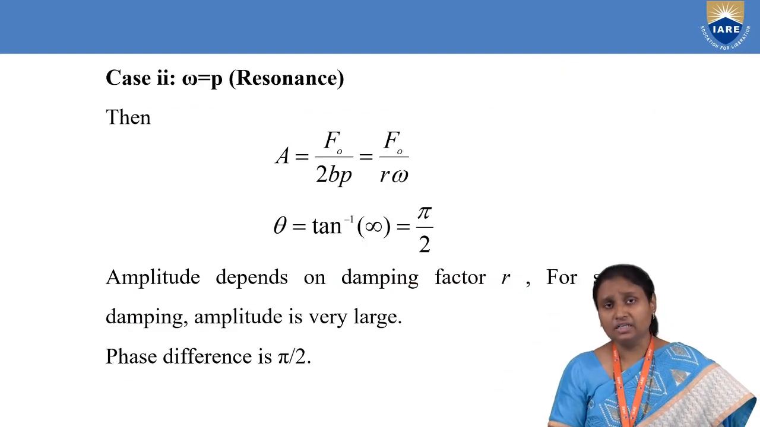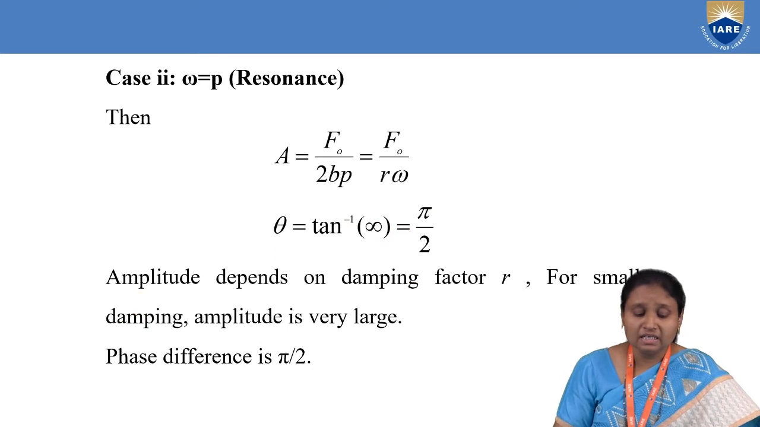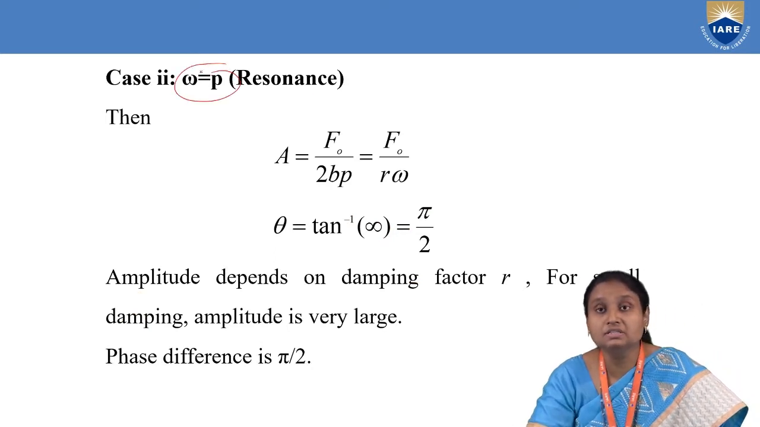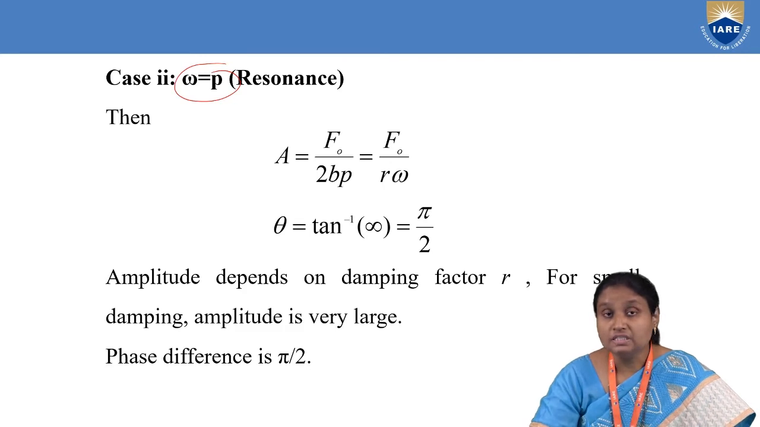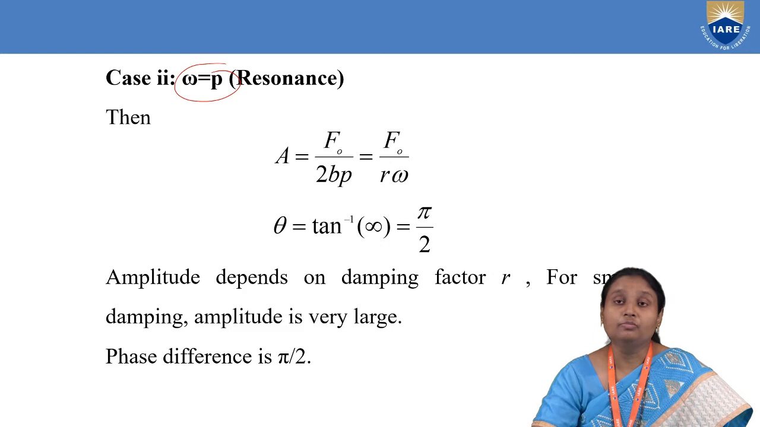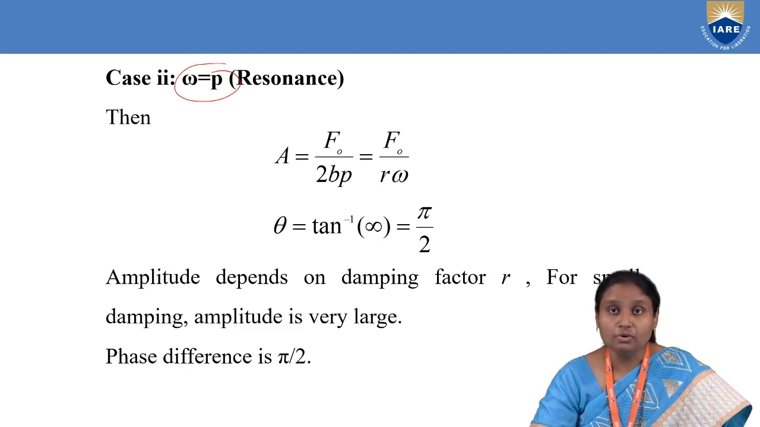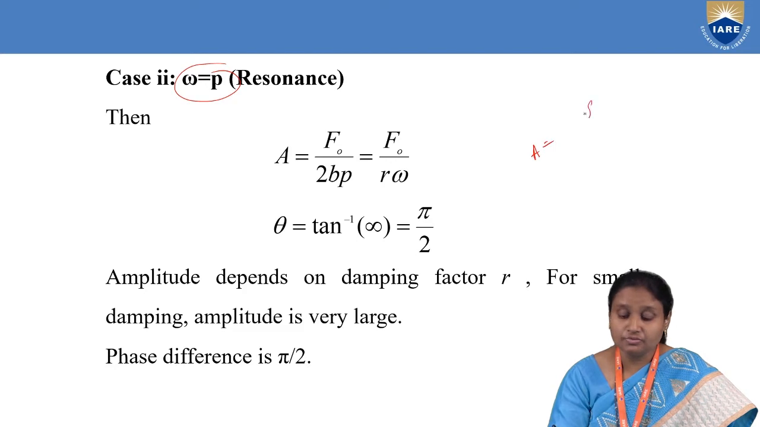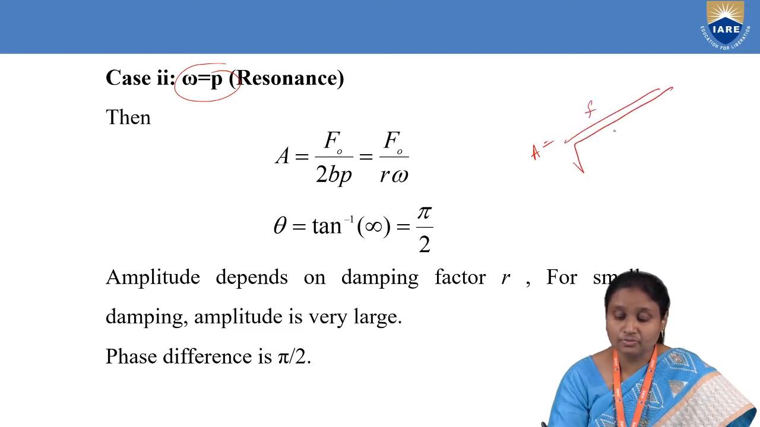Then coming to the second conclusion. What is our second conclusion? The second conclusion is when we are at resonance. What is resonance? When the frequency applied by external force and the natural frequency of the body are the same, then what will happen? Now again, I am writing the expression for amplitude, which is given like this: F by square root of (omega square minus p square) whole square plus 4b square p square.